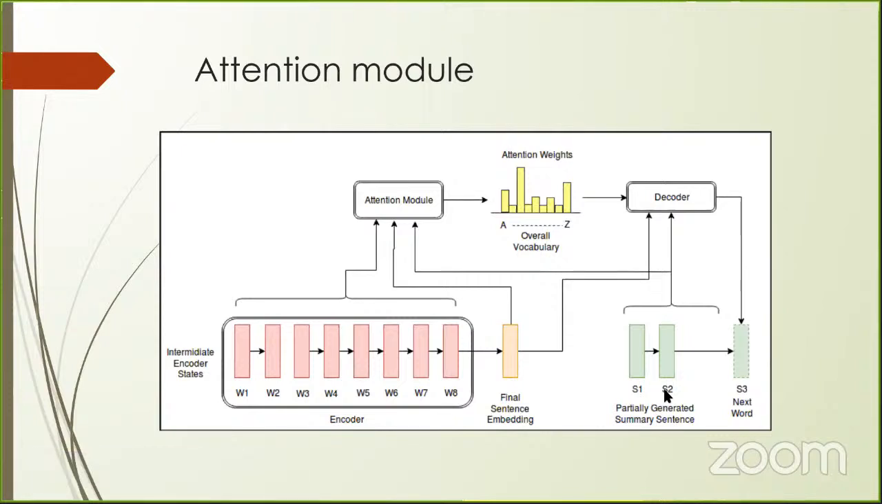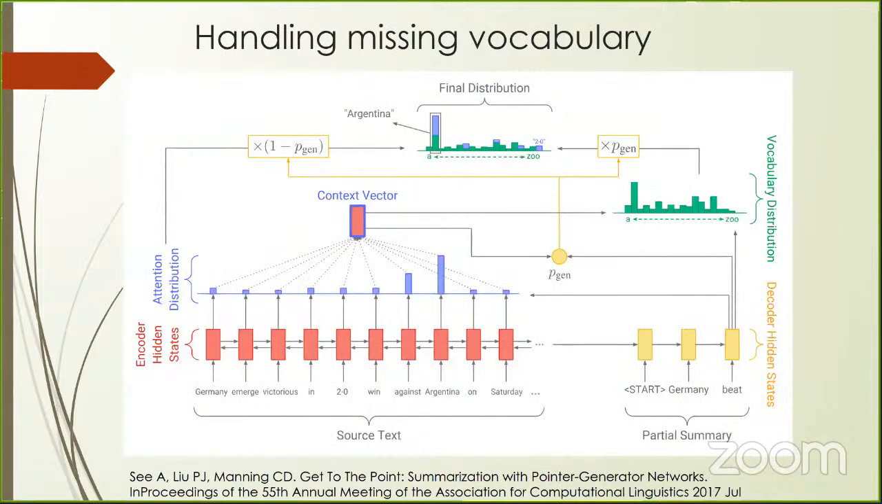But how do we come up with this S1, S2, S3? Until now, the assumption was we know 100,000 words and we were actually picking one out of those 100,000 words. So we knew that my next word can only come from these 100,000 words, nothing else. That was what we were doing with the attention module. But now this new architecture gives us the possibility that Argentina was not a word which we knew already. So our original method would never have been able to generate Germany beats Argentina.